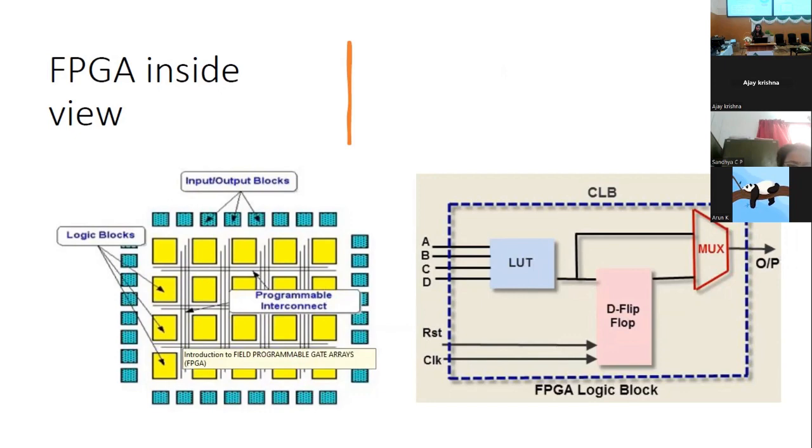Suppose I have implemented one algorithm inside my FPGA. Now I want to give input and take output. For that, I have input output blocks around all these CLBs. You can connect USB, Ethernet, PCIe. PCIe is a very fast interconnect.